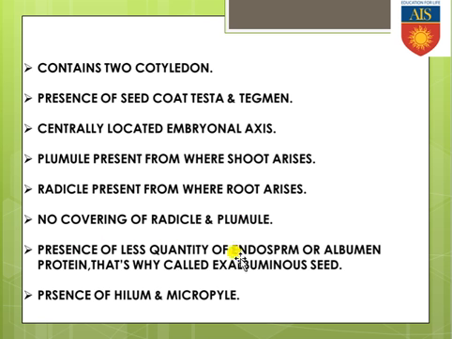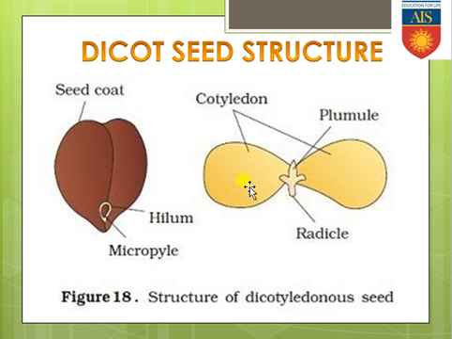Next, a less quantity of endosperm or albumin protein is present. That's why they are called exalbuminous seed or non-endospermic seed. The less quantity of endosperm is why it is known as non-endospermic seed. Keep it in your mind, in case of dicot seed structure, hilum is present, that is the groove where the funicle is attached to the ovule, as well as the micropylar aperture through which the pollen tube enters during the time of double fertilization. So whatever points we have discussed, we have discussed based on this specific structure only. See the structure again before going to the next slide.